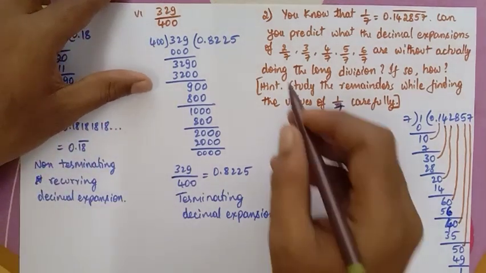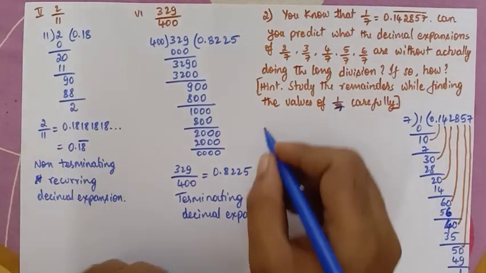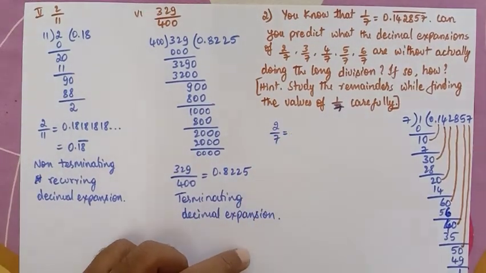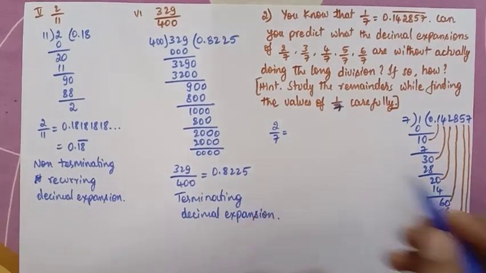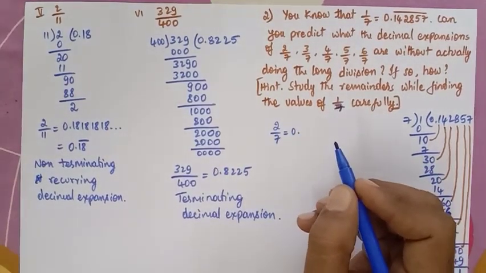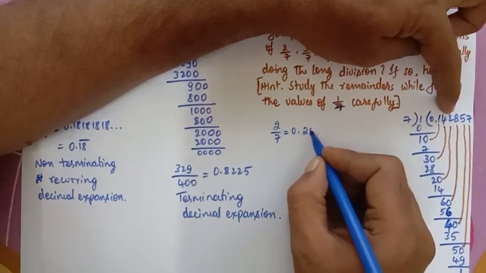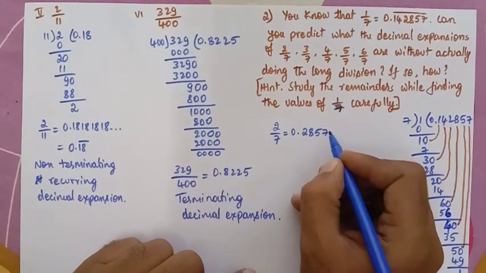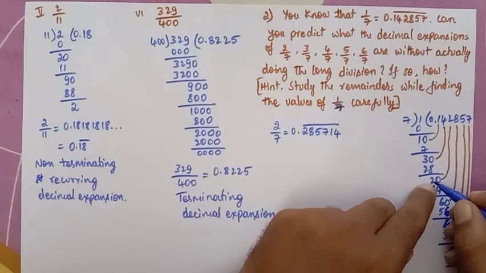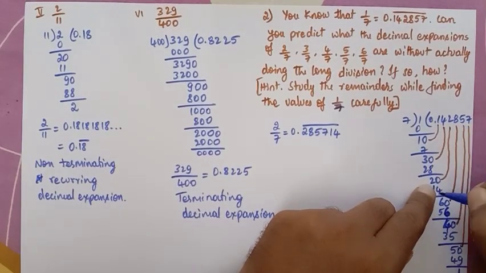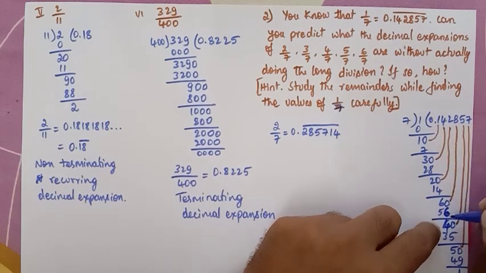So let me write 2 by 7. What is the remainder here? 2. So here 2 is there. So it will be 0.285714. This is the one. For 2 it will be here 2. 7 2s are 14. Yes, right, you understood now. So remainder is 6. So 6 means 60. 7 8s are 56. Yes, right.